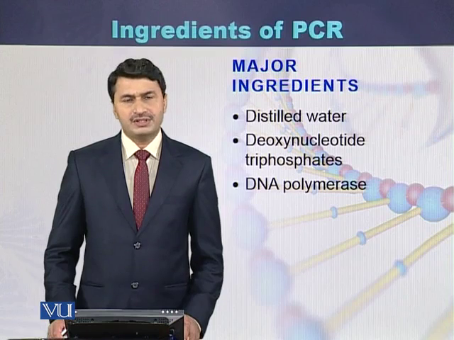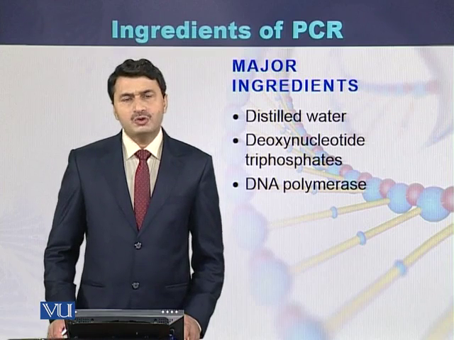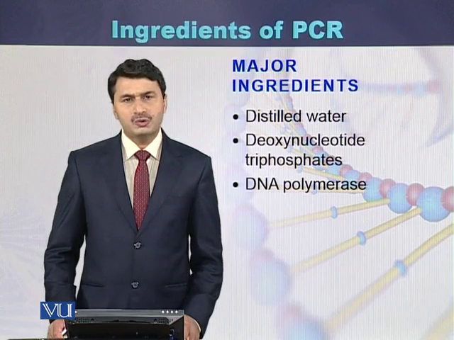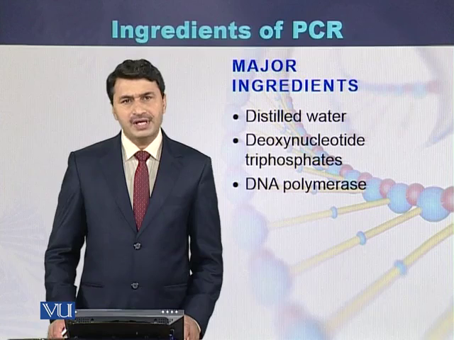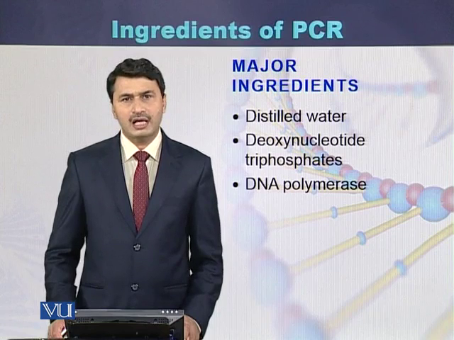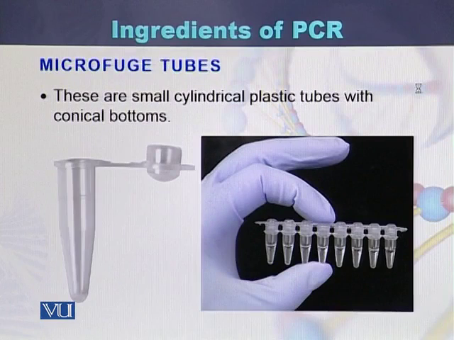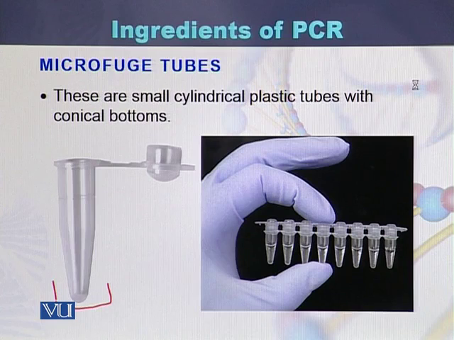In case of PCR mixture, small tubes which are called microfuge tubes are used to prepare the PCR mix, and a thermocycler, which is also called a PCR machine, is used to amplify the DNA. If we see the structure of a microfuge tube, these are small cylindrical plastic tubes with a conical bottom. So this is a typical microfuge tube in which the PCR reaction is performed.